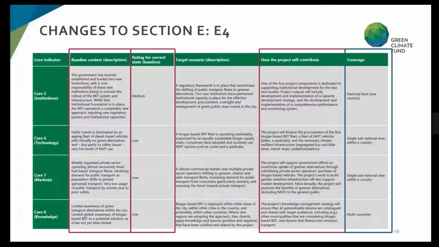Importantly, Section E4 also includes the coverage column. Context matters when assessing enabling environment, and thus in this column, the unit of analysis must be clearly identified. In this case, coverage has been differentiated by indicator, ranging from the national level for core indicator 5 to multi-countries for core indicator 8. And finally, for the target scenario column, state the change to the enabling environment that the project or program will support.